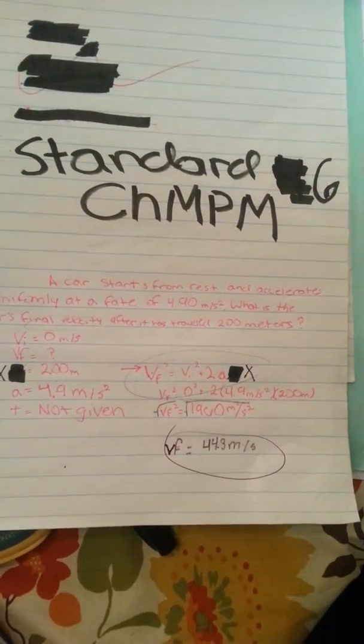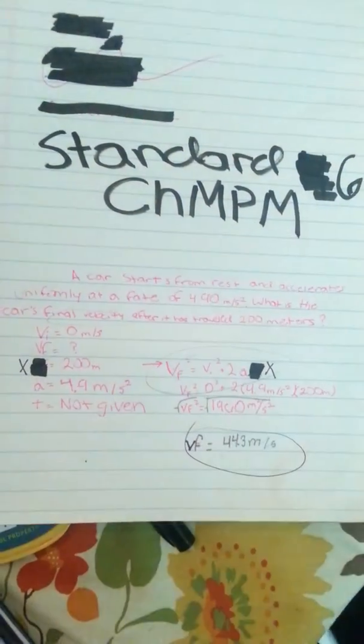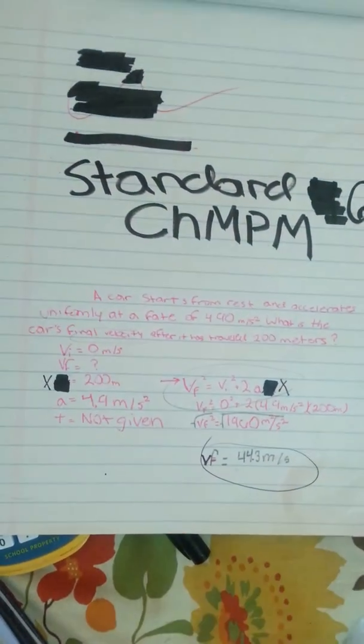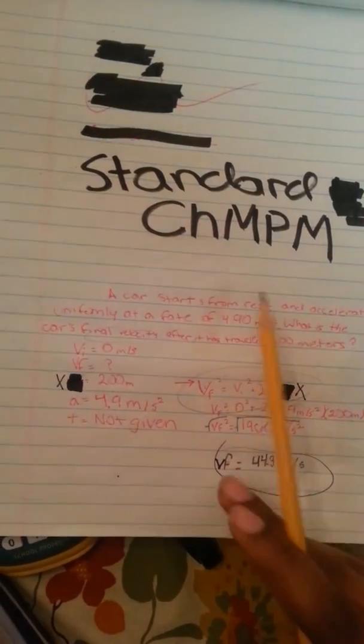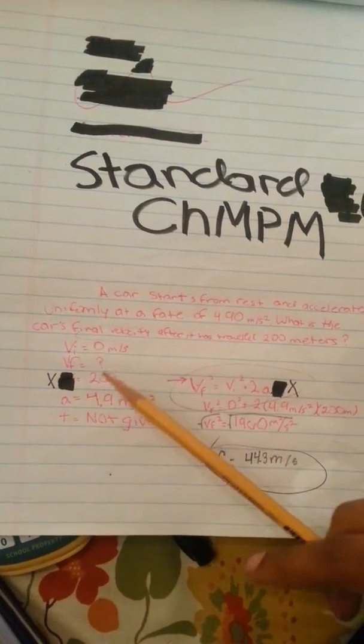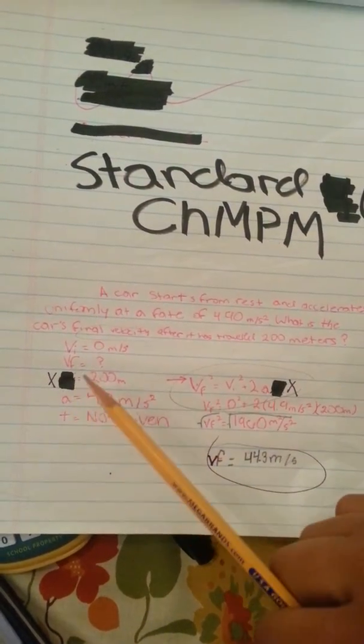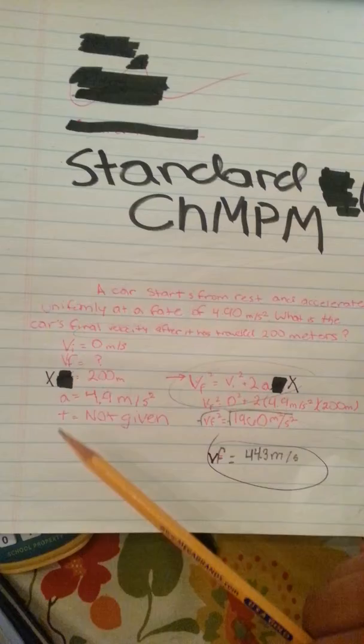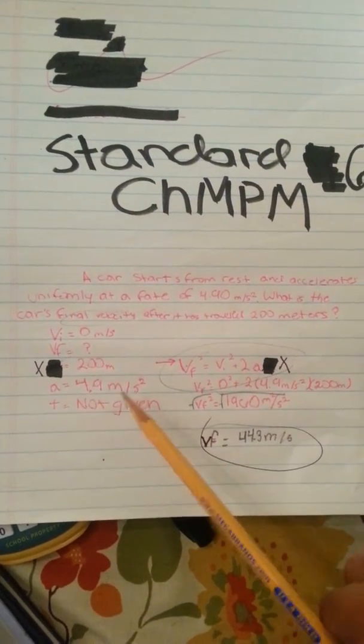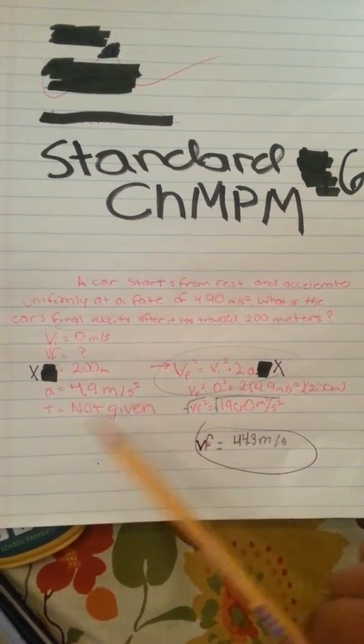The initial velocity is 0, which we can tell because the car begins from rest. We don't know the final velocity. The position is 200 meters. The acceleration is 4.9 meters per second squared.